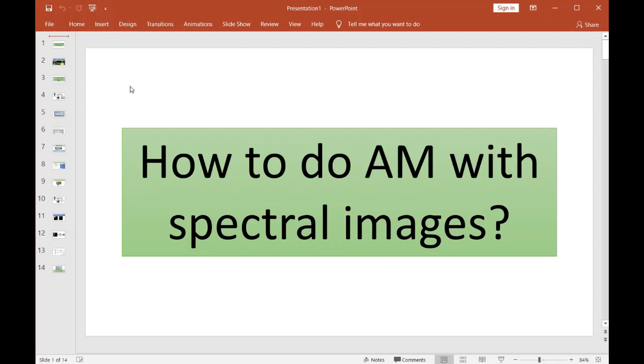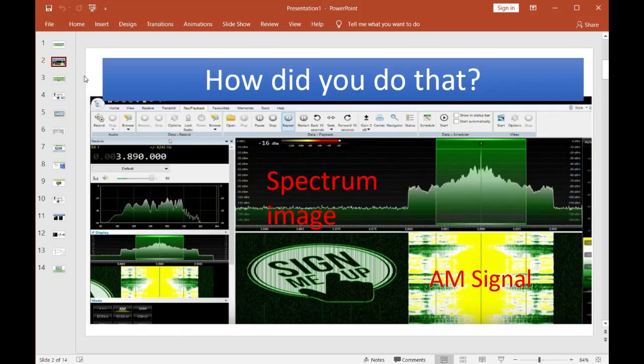Alright folks, today we're going to talk about how we're doing amplitude modulation with little spectral images on the sidelines. Basically, folks, we're going to get into how I did this. So we've got the amplitude modulated signal here, and on the left you've got this kind of spectrum image scrolling in the waterfall. And today we're going to walk you through how to do it.